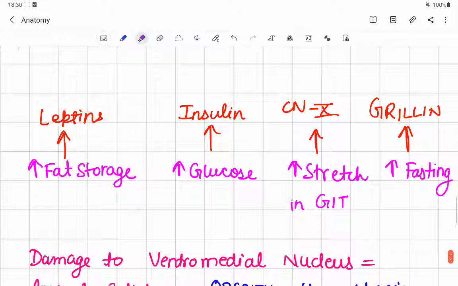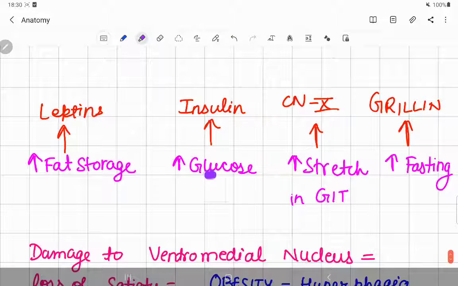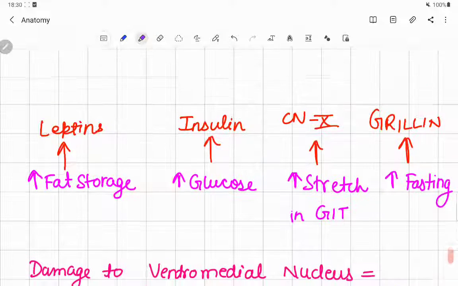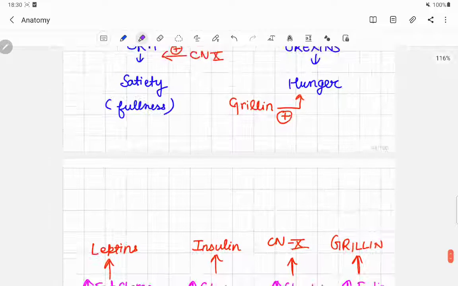Now let us look at this. Whenever there is an increase in fat storage in the body, the hormone leptin is released. Whenever there is increased concentration of glucose inside the body, the hormone insulin is released, as you all know. Whenever there is a stretch in the gastrointestinal tract, which means there is food present inside it, the signals pass directly through the cranial nerve 10, which is the vagus nerve. Whenever you are in a state of fasting, for 1 or 2 days, a hormone called ghrelin is released in the body. So let us see how these hormones play an important role.